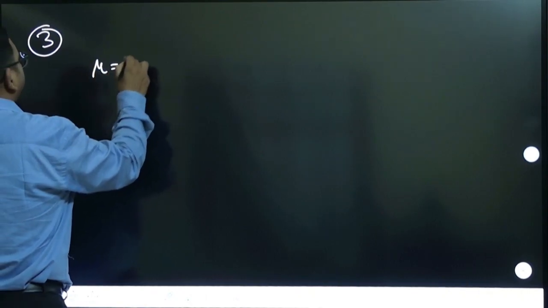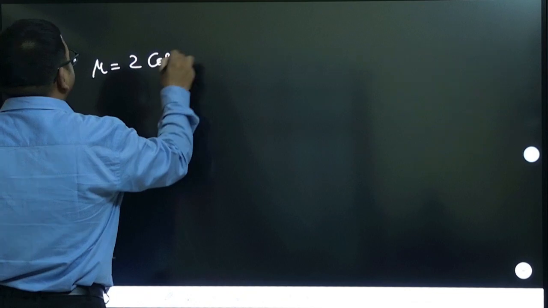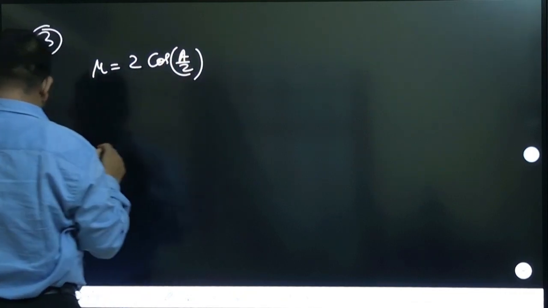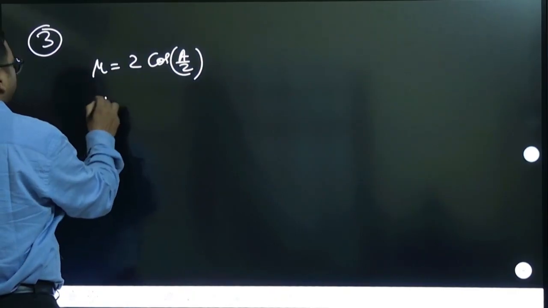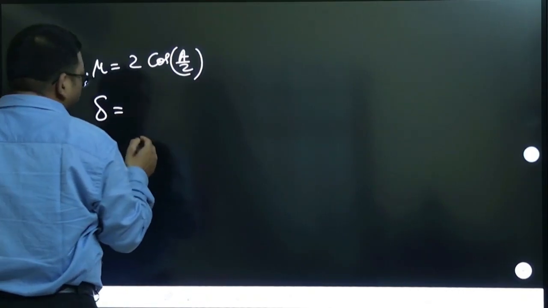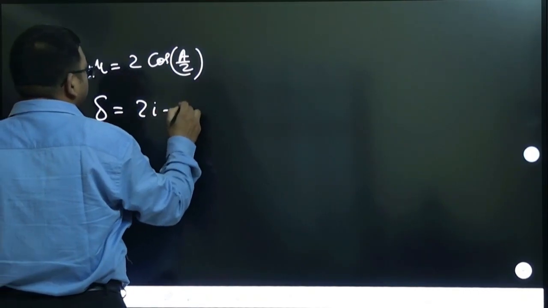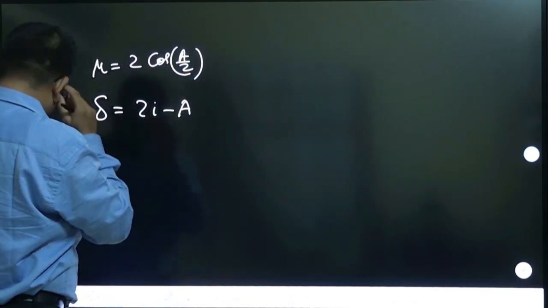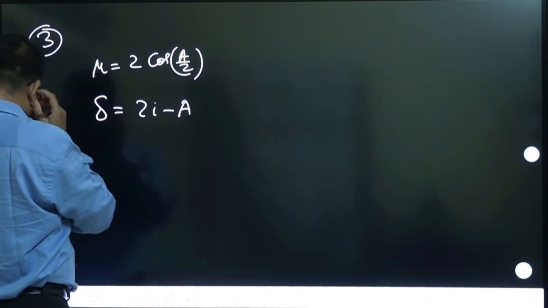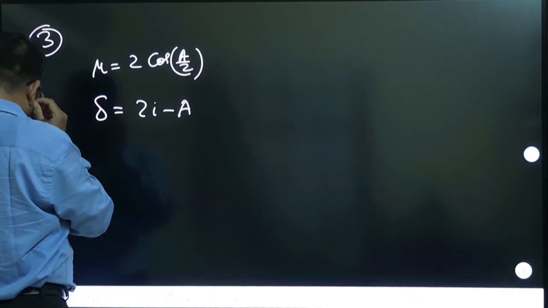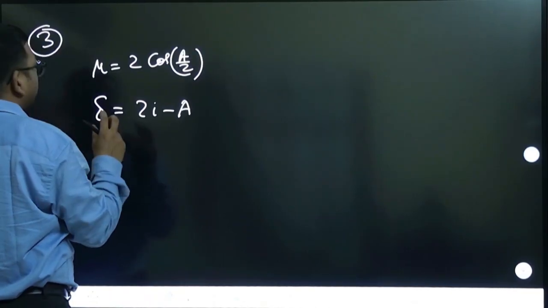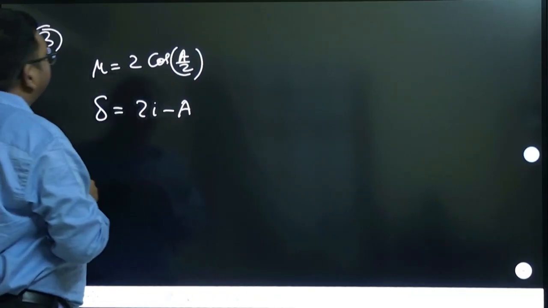Question number 3. For a prism, they have given the refractive index as cos A by 2, right? A is the angle of the prism, and minimum deviation condition, we know 2i minus A, right? That's the minimum deviation condition. The prism is used under minimum deviation condition without total internal reflection. Which of the following is the correct range for the prism angle? What should be the correct range for the prism angle?